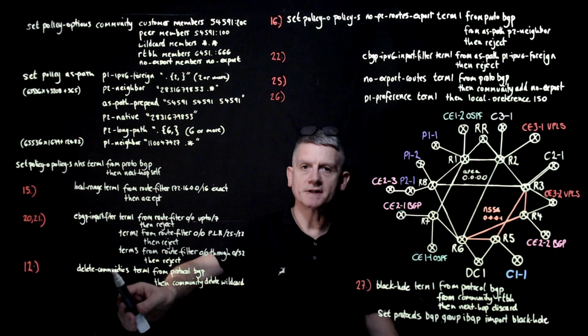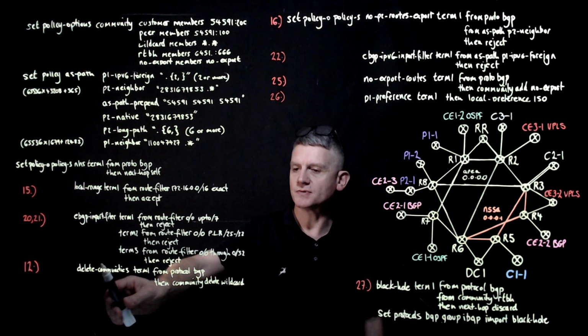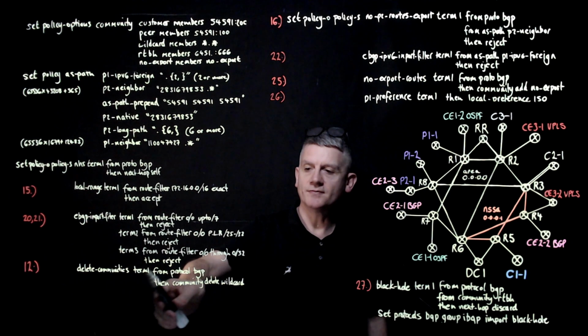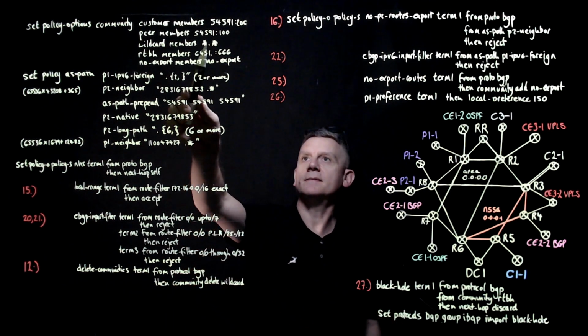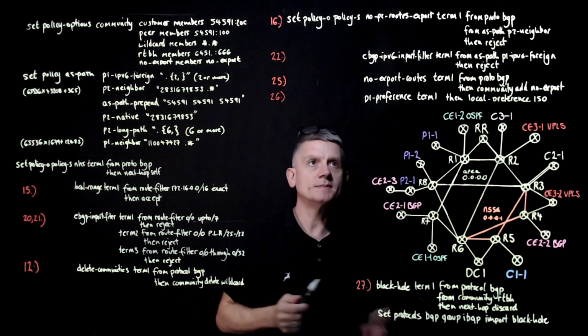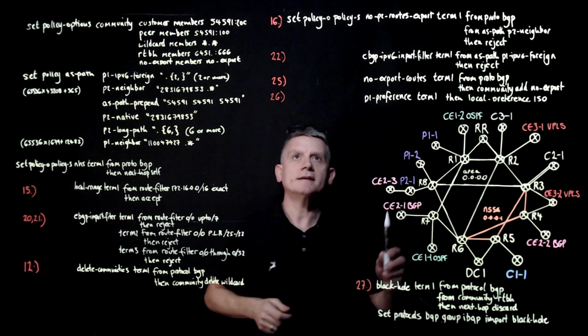Here we've got delete communities. So we use this for cleaning the communities off the routes as they're being exported. So 1 term, from protocol BGP, then community delete wildcard. And as you know, the wildcard is ****. When we delete that, it wipes all the communities. Okay, let's have a look up here.